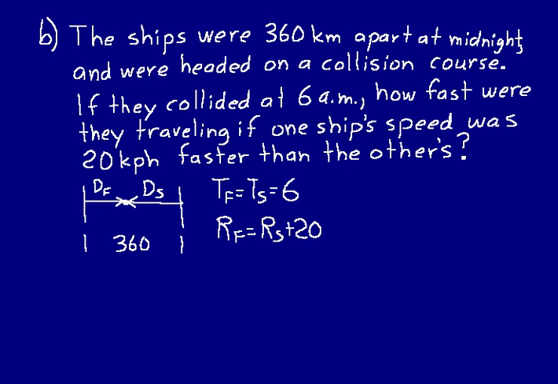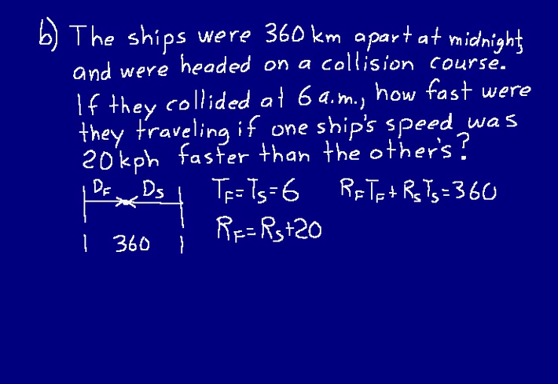We need that fourth equation, which we can base from our diagram, and we'll say RF times TF plus RS times TS is equal to 360 kilometers. In order to collide together, the ships traveled a total of 360 kilometers because they were originally 360 kilometers apart.